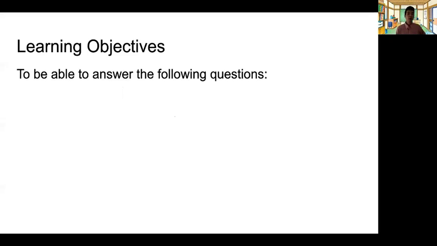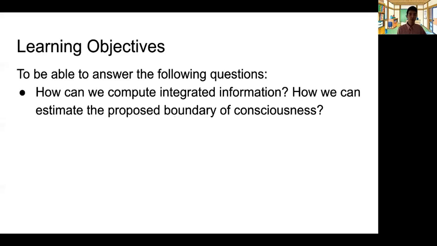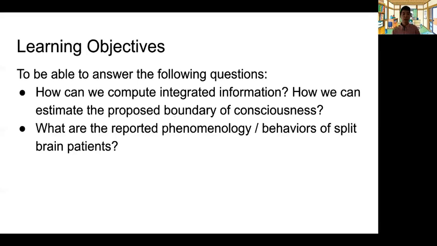So the learning objectives of this week are to answer the following questions. First, how can we compute integrated information? And how can we estimate the proposed boundary of consciousness? I'm going to give, again, a non-mathematical kind of explanation, and I will not examine this in detail in the exam quiz. But the level of detail that I explain in the slides is fine to go on.